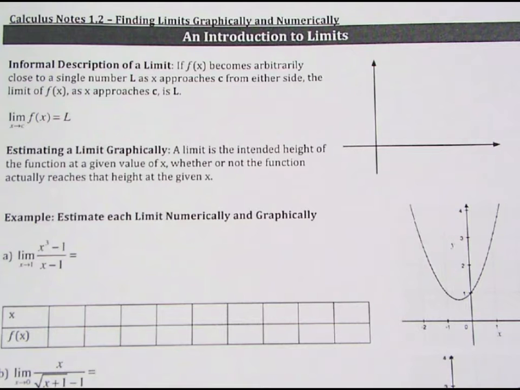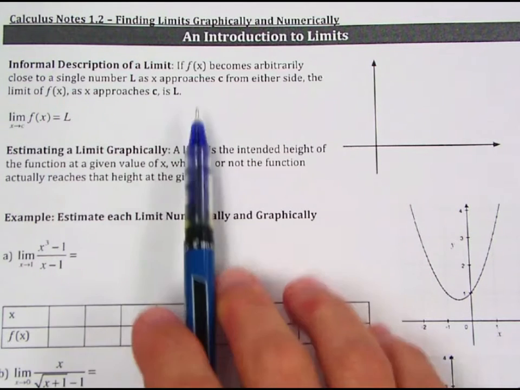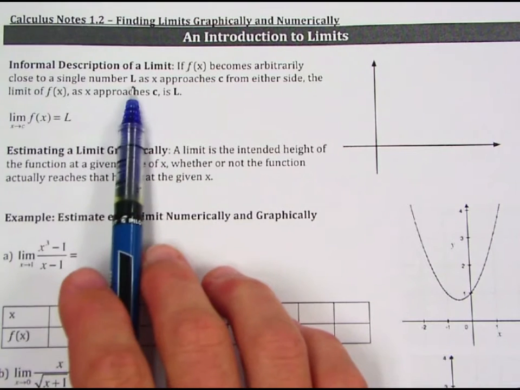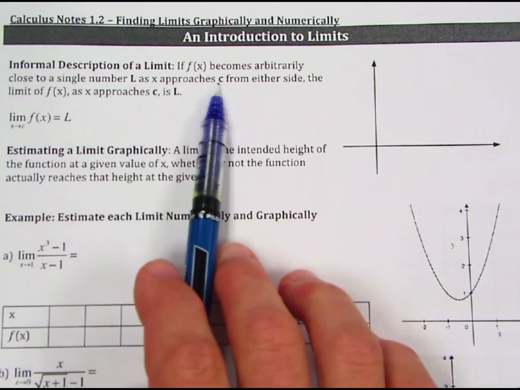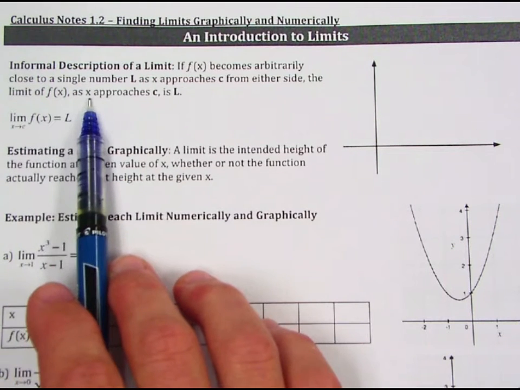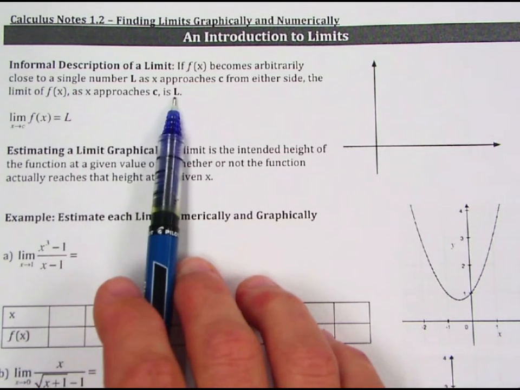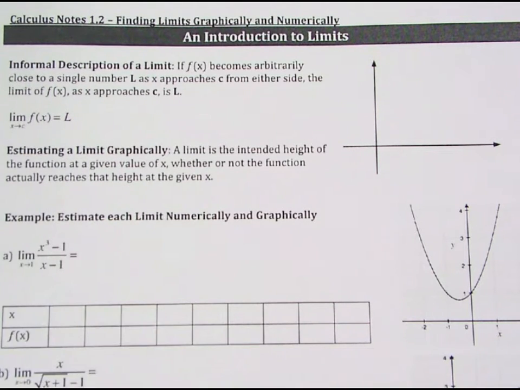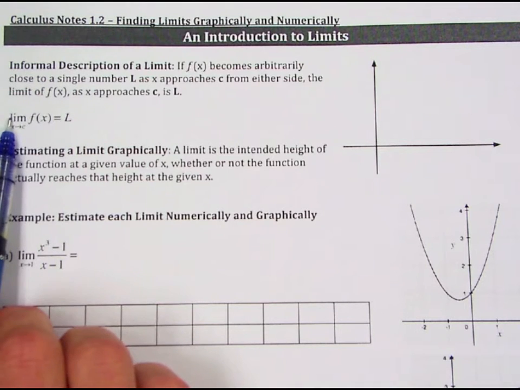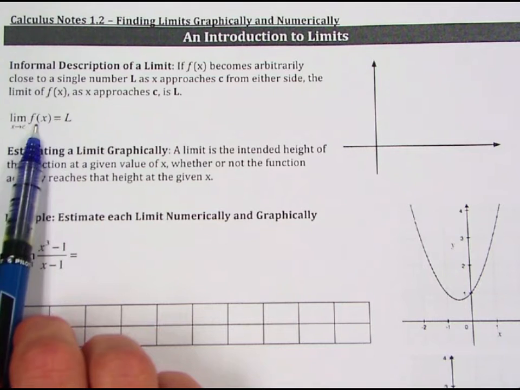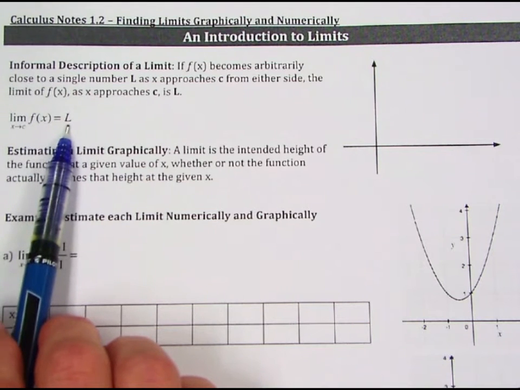We have an informal description of our limit, and it says if f of x becomes arbitrarily close to a single number L as x approaches c from either side, the limit of f of x as x approaches c is that number L. And here we can see the notation we're going to be using with limits. So this is the limit as x approaches c of the function f of x equals L.